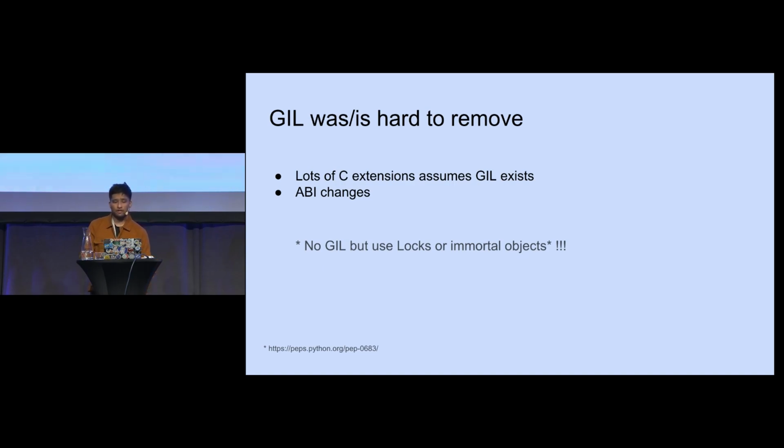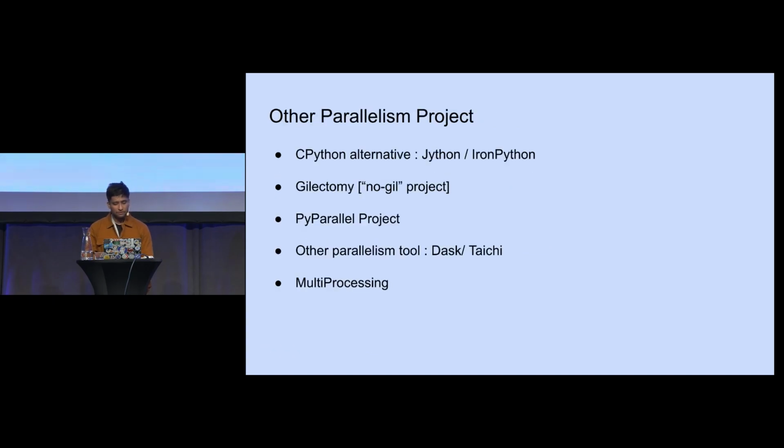And even if someone were able to remove the GIL, they would have to use locks and immutable objects, which are the new things added in Python. I also want to highlight a few of the parallelism projects that have been done, but they weren't really useful to the community. People have tried changing the interpreter.